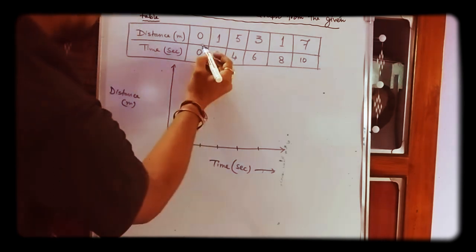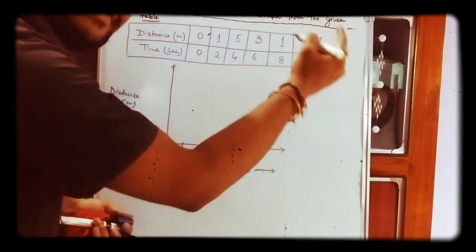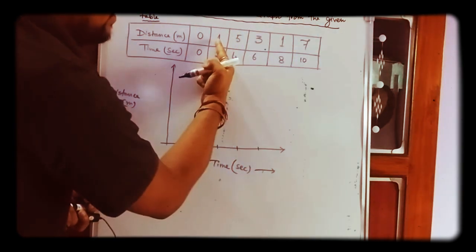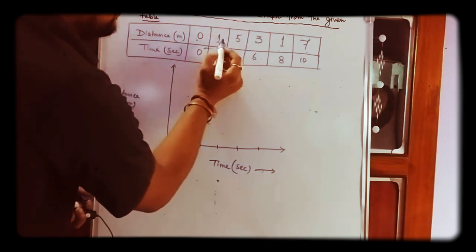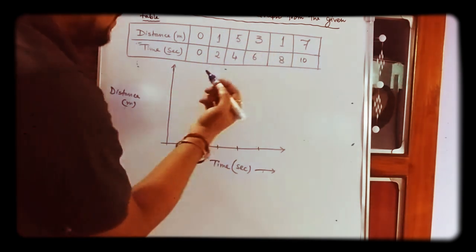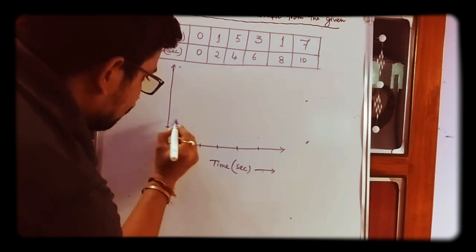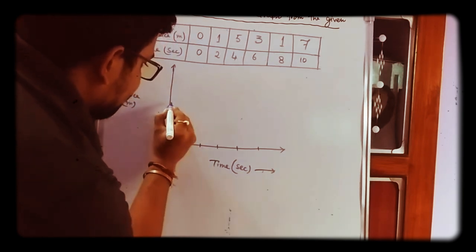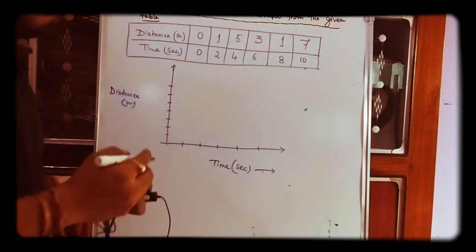And on the y-axis, the distance axis, it is from 0 to 7, so the maximum is 7. So be careful: here on the time axis each gap is 2, but here you can take 1 gap. Each gap is 1: it is 0, next 1, 2, 3, 4, 5, 6, 7. So in this way you can draw.